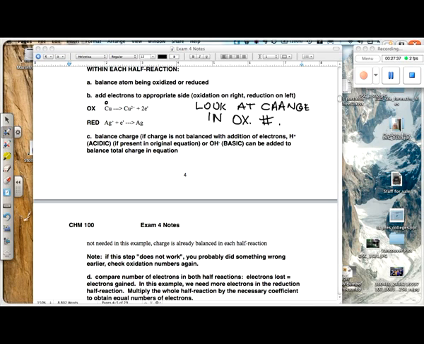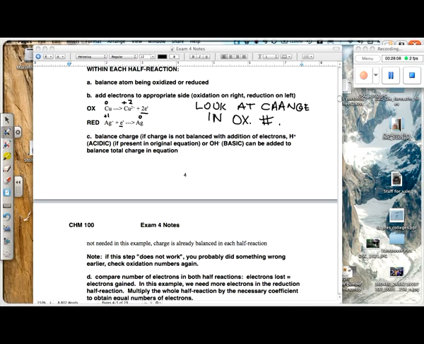0 to +2 means I lost 2 electrons. Oxidation electrons go on the right. +1 to 0 for silver is a change of 1. Think number line when you're trying to figure out how many electrons. +1 to 0 is a change of 1. So there's 1 right there. All right.